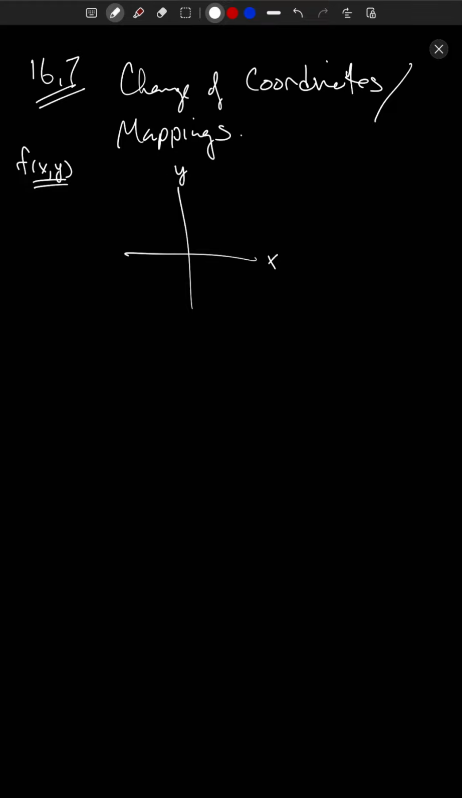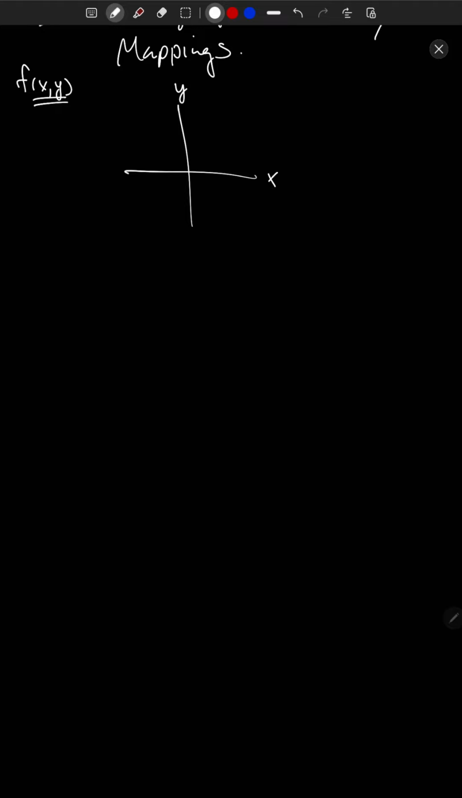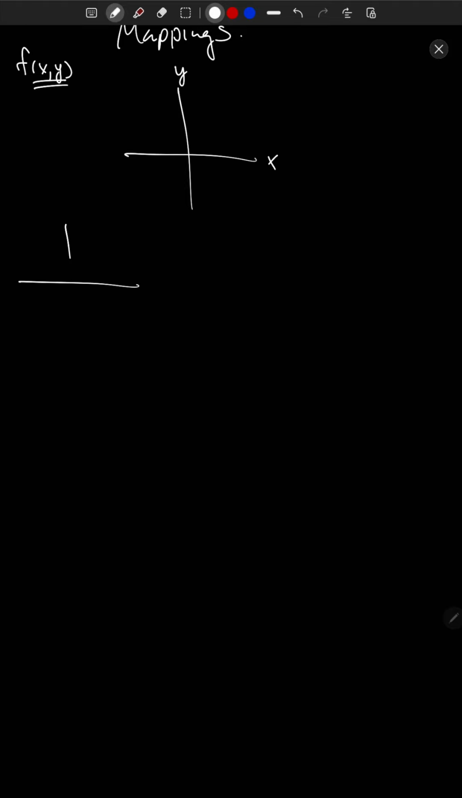Sometimes, for whatever reason, working in terms of x and y is going to be difficult. So what we're going to be doing in this section is creating a mapping UV from a different coordinate system, or one way to think of it is from a different coordinate system into x and y, so that we can work in terms of this different coordinate system, u and v, instead of x and y. All right.